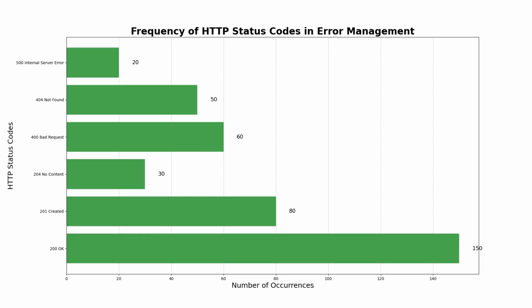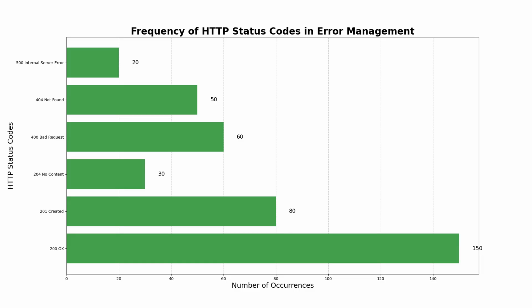Next to each bar, you'll find the annotated counts. 200 OK has 150, 201 Created shows 80, 204 No Content at 30, 400 Bad Request at 60, 404 Not Found at 50, and finally 500 Internal Server Error at just 20. The horizontal layout, along with the grid lines on the x-axis, makes it super easy to compare these frequencies.